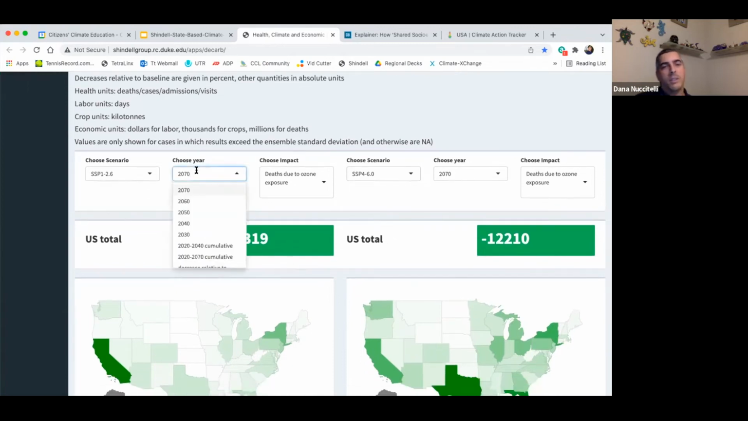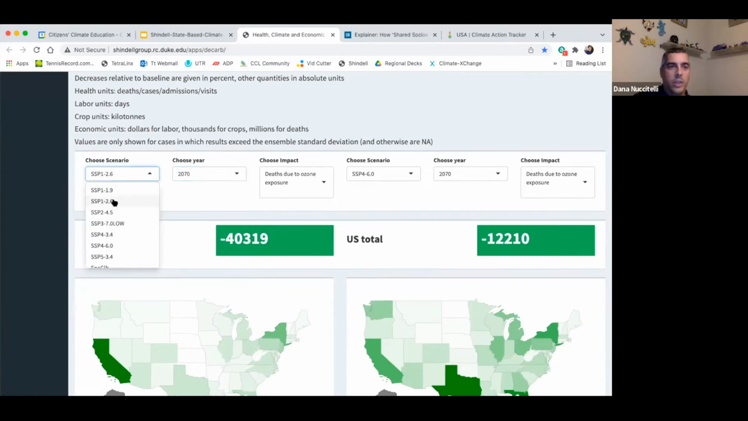Let me slow down a little bit. Then you choose the year. So that's choosing the scenario that you want to consider. In this one, I'm choosing SSP1 2.6. So I'm considering a scenario in which the US's actions are consistent with the Paris targets, meaning that we're getting 50% emissions cuts by 2030, net zero by 2050.